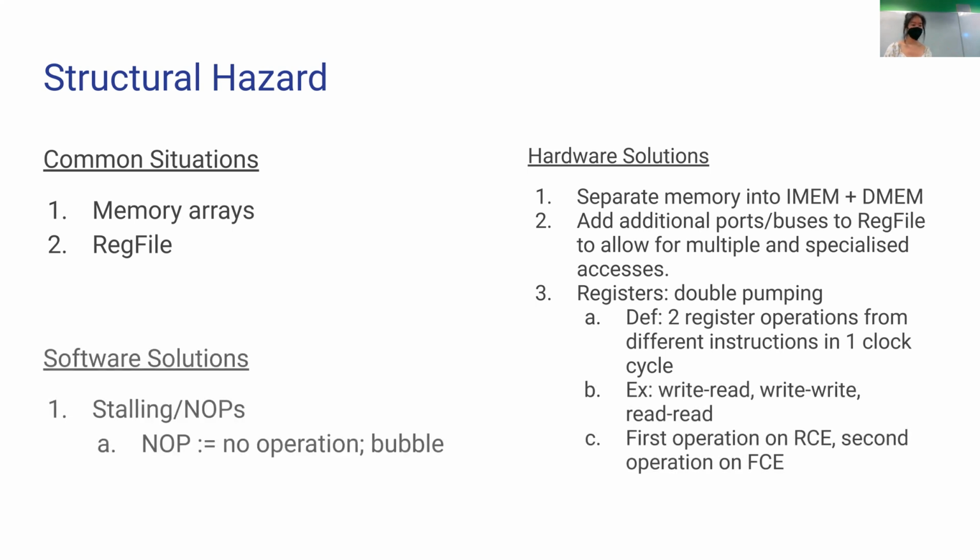Okay. Software solutions, if we didn't want to do that, we could just stall. We could put no operations in there. This would incredibly slow down the pipeline a lot and probably block it up, and it just makes the pipeline unusable.